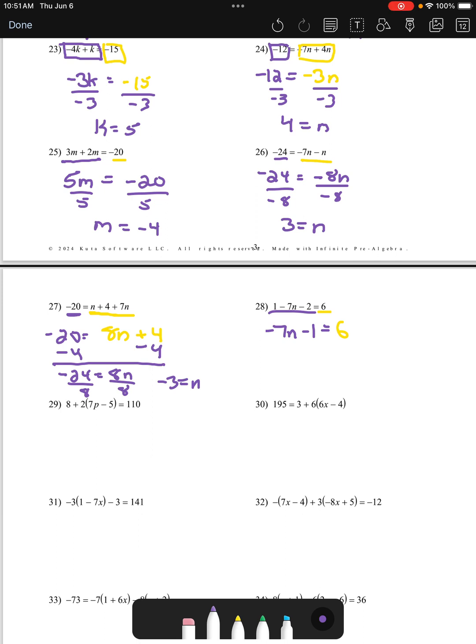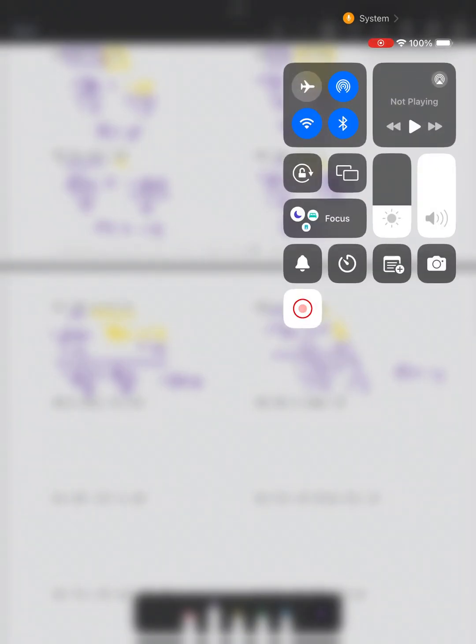Now that we've simplified each side of the equation by combining our like terms, we can now solve the equation using our standard two steps. We'll add 1 to both sides to get negative 7n equals 7. And then we'll divide both sides by negative 7 to find that n is equal to negative 1.